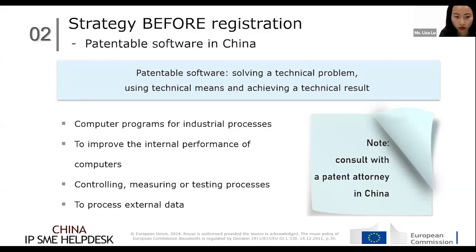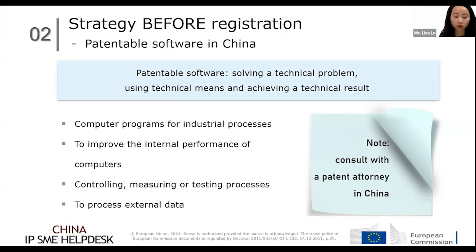And the second software you can consider to patent is software to improve the internal performance of computers. If you have a solution which can expand the storage capacity of computers or smartphones using a virtual device file system, you can consider to patent that kind of software because it has the goal to improve the internal performance of computers. And the third type is software to control, measure, and test processes.